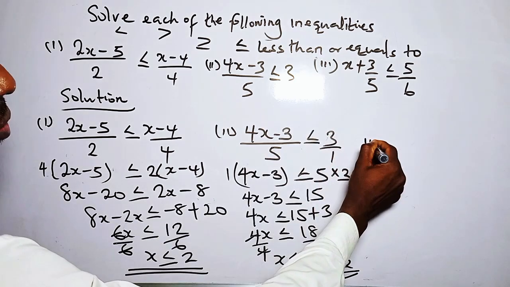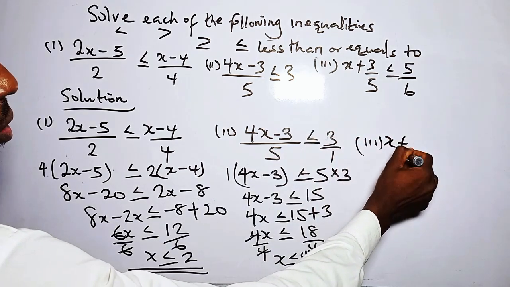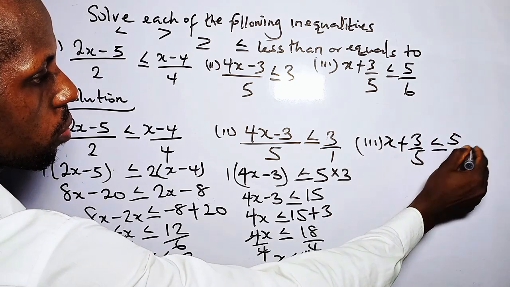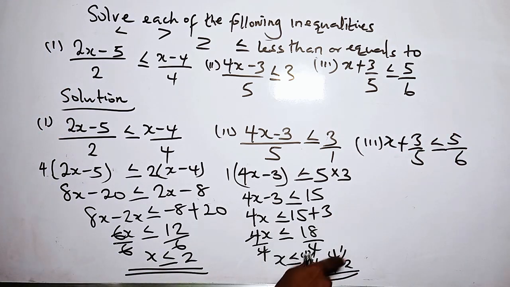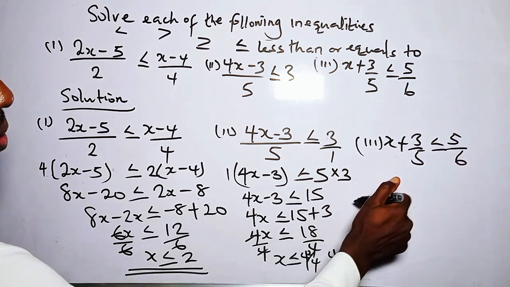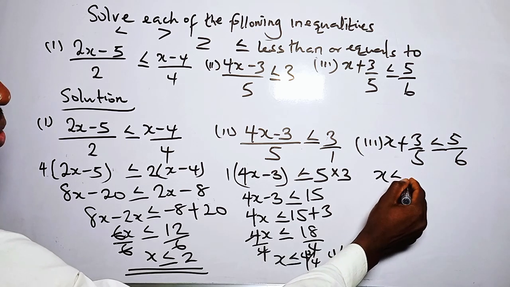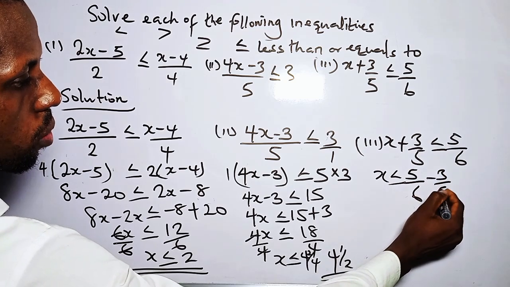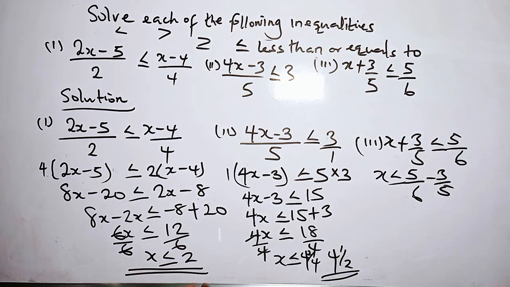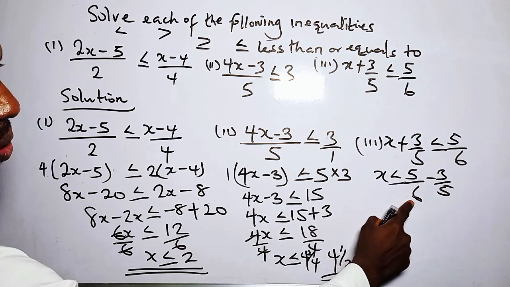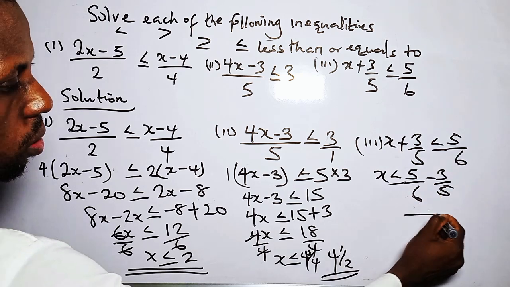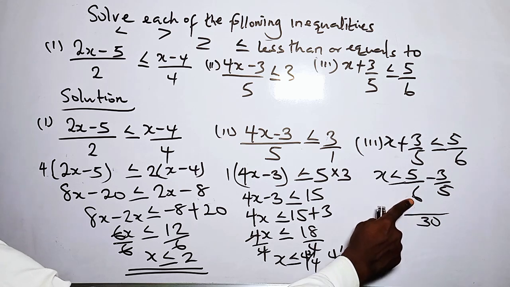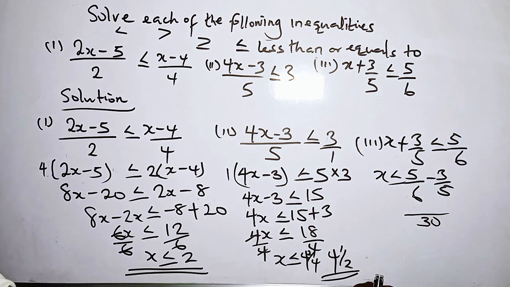For the third one, we have x plus 3 over 5 less than or equals 5 over 6, so we can easily subtract this from here, so we have x less than or equals 5 over 6 minus 3 over 5. So the next thing we do now is to look for the least common denominator, so we can use 30. Why 30? 30 can divide 6, 30 can divide 5, so we go with 30.